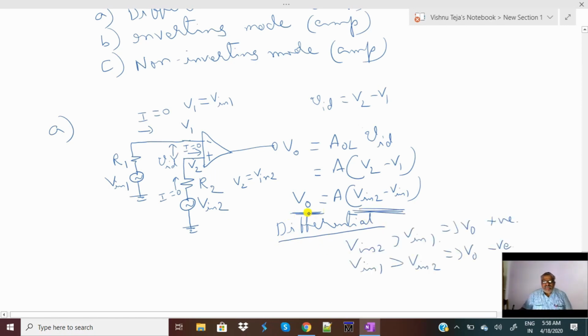What will be the polarity of the output voltage V0? That depends on the magnitudes of Vin1 and Vin2. Suppose Vin2 is greater than Vin1, then V0 will be positive. Suppose Vin1 is greater than Vin2, then the output will be negative. So the polarity of V0 depends on the polarity of the differential input VID.